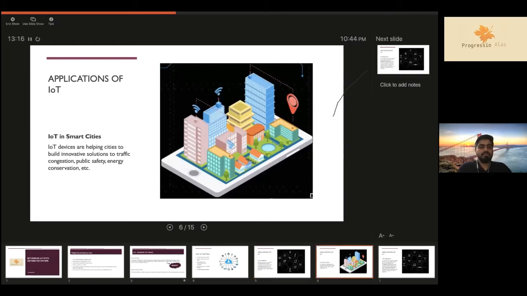The other domain where IoT is shining is building smart cities. Nowadays cities have traffic cameras, speed traps, motion sensors and different things to find solutions for traffic congestion and for public safety. And then there are solar lights and other things that are helping cities with energy conservation and go ahead with a green revolution.